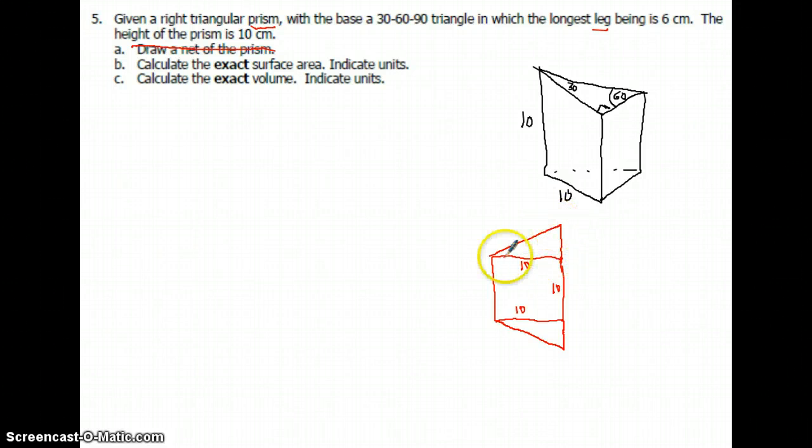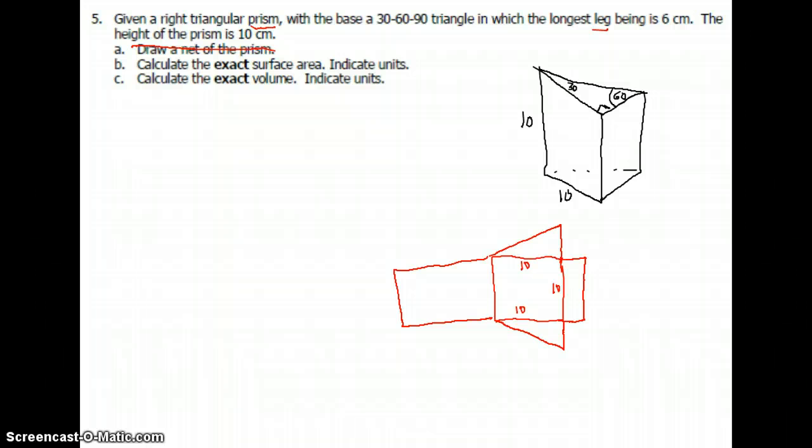This is the short leg, and this is the hypotenuse of the right triangle. So there's the short leg's face over there, and then the hypotenuse's face is over here. If I wrap that all back together, I'd get the whole prism. Calculate the exact surface area. So it's the area of all this stuff.